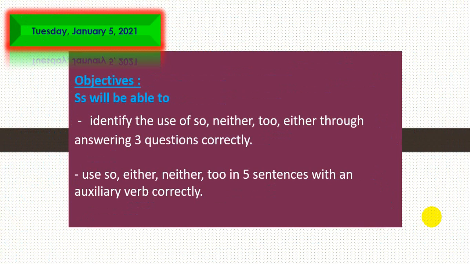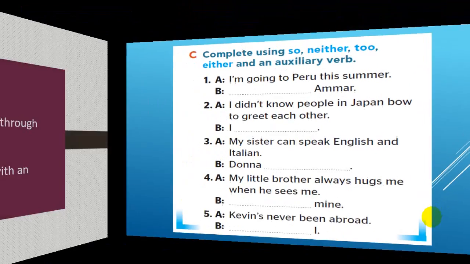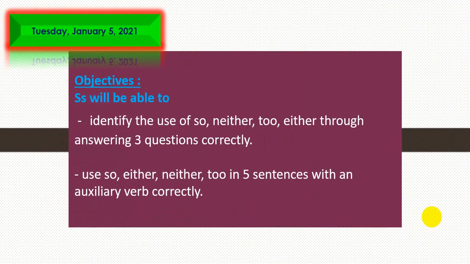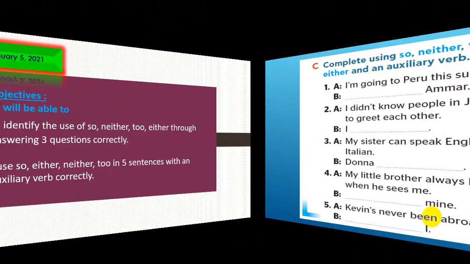Okay, now let us check our understanding. So did we achieve the first goal, which is to identify the use of so, neither, too, either through answering the three questions correctly? Hope so. Let's move on to our second objective.